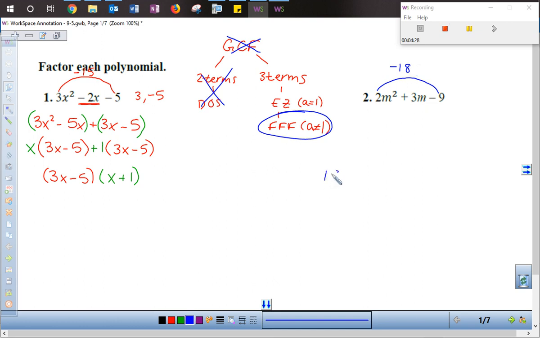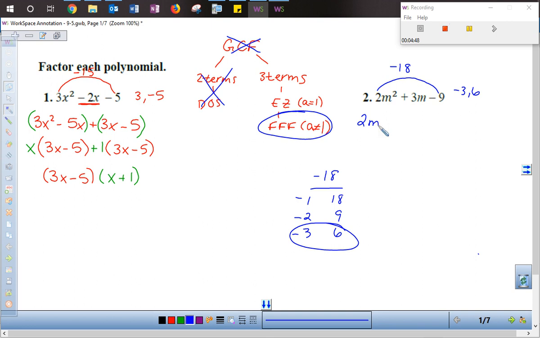So again, you can list out your factors of 1 and 18, 2 and 9, 3 and 6, and if it's negative and we end up with a positive, my bigger numbers have to be positive, and the two that add together to give me positive 3 is negative 3 and positive 6. So now we can rewrite.